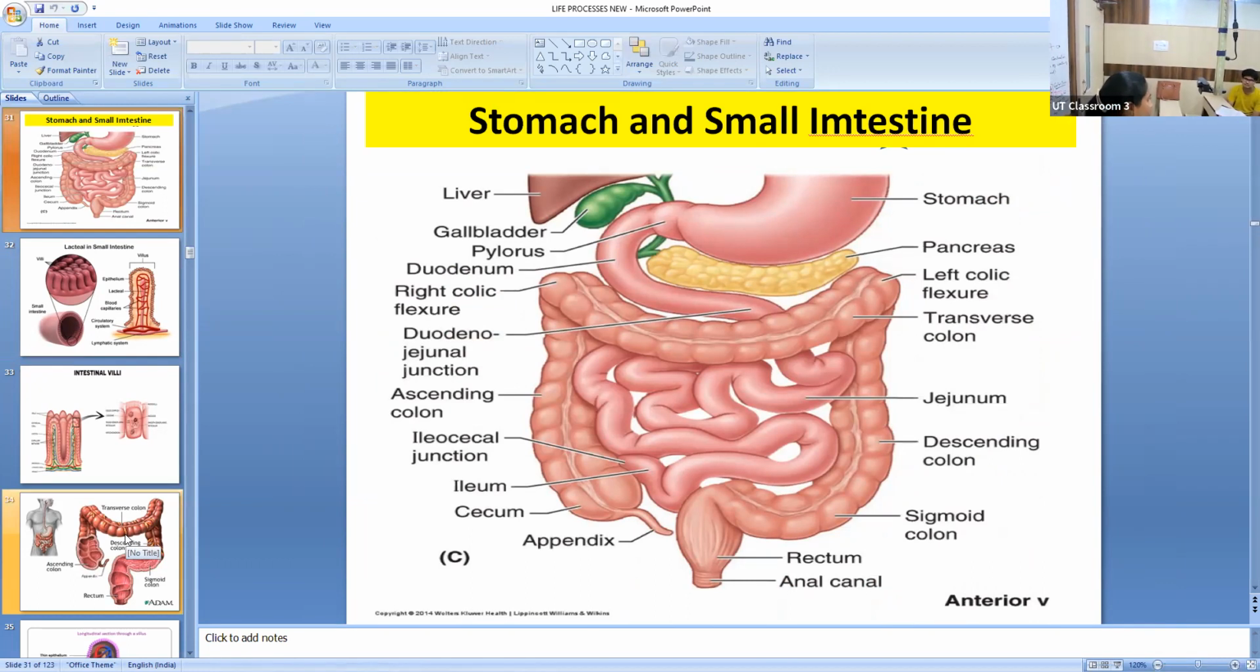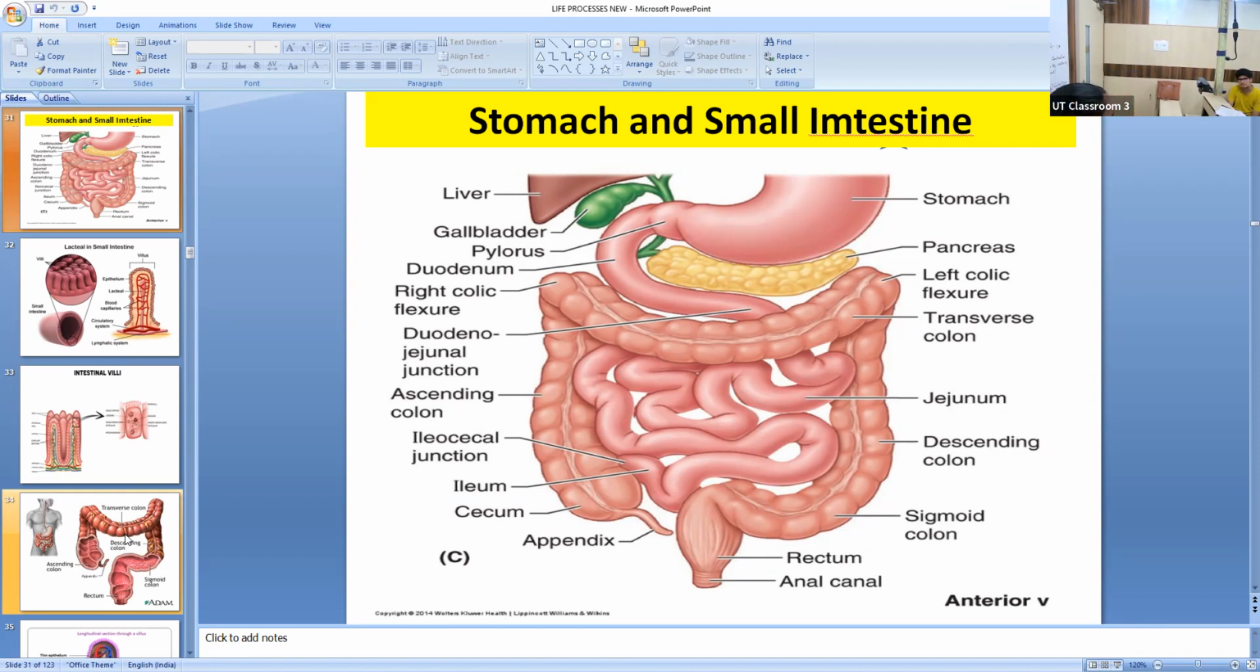The longest part of the large intestine is the colon. Now that I talk about the cecum, it's a small part. Associated with the cecum, we come across a small tubular structure, which is known as the appendix, the vermiform appendix.